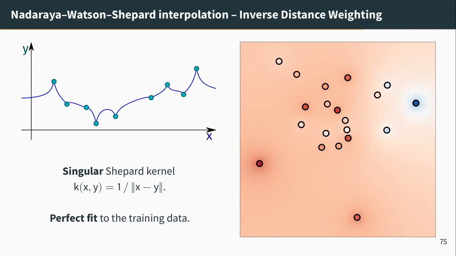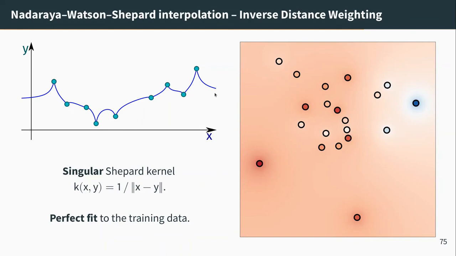So this is what you get. K of x, y, 1/(distance). You get a curve that passes through every point. But also, since the inverse function has a very heavy tail, outside of the training data set it's dampened towards the average value.